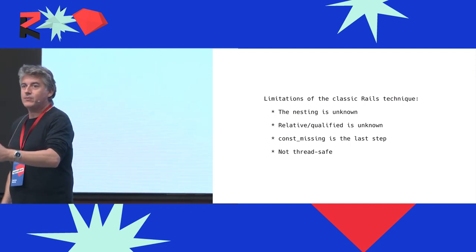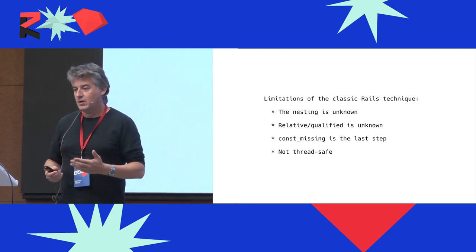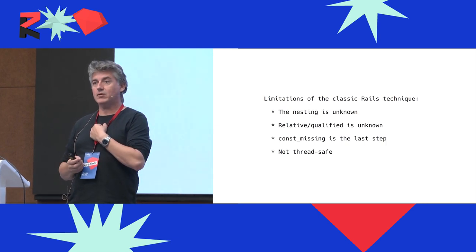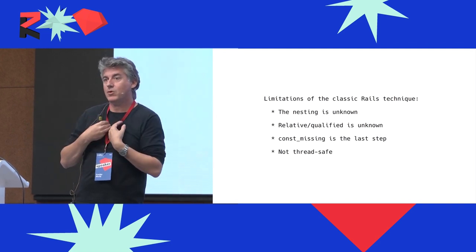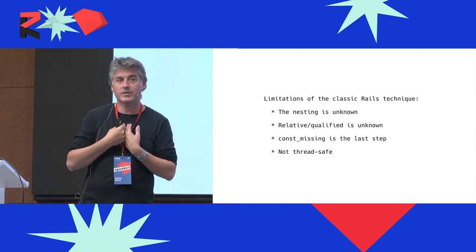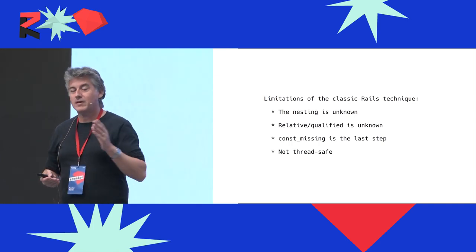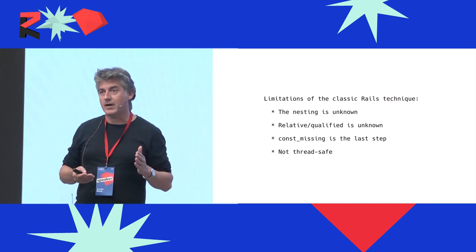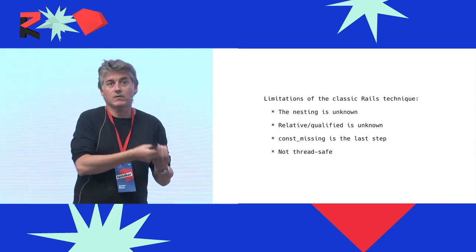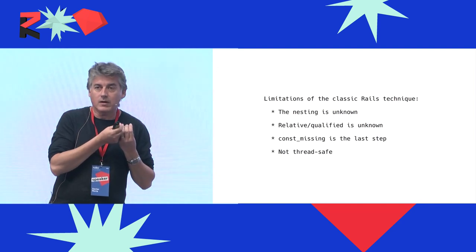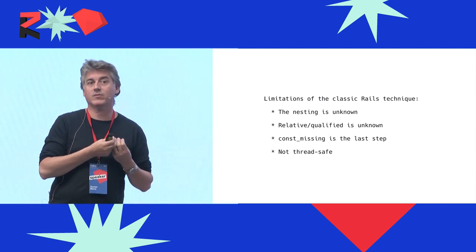All right, this has fundamental limitations. And that's why that way of doing this has gotchas. When const_missing is called, the nesting is unknown. You only know the name of the constant that was missed, and you know the class or module where it was not found. But which was the nesting at that point? You do not know it. You do not know if the constant was relative or qualified. And as we saw, these are fundamental pieces of information that you need to have to resolve the constant as Ruby does.